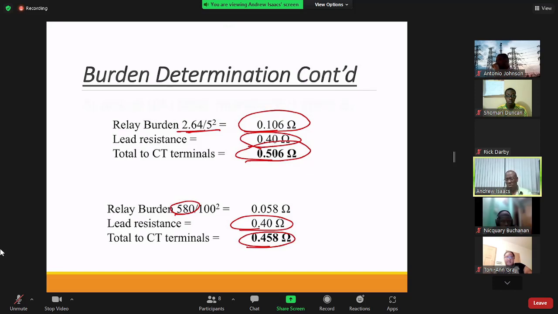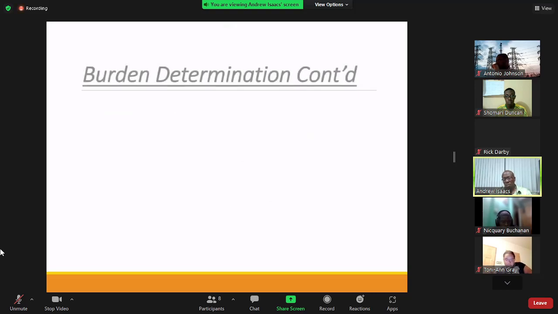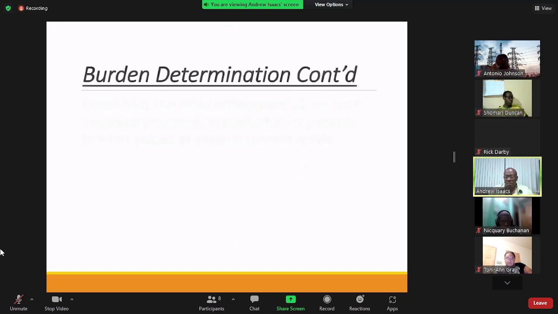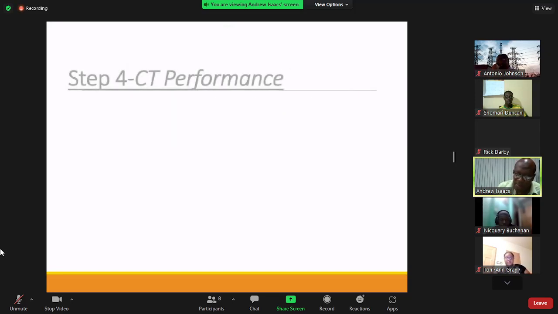I've said it already, but it's here in the information. So, the first one at the 5 amperes, and then the others at 20 times, which is 100 amperes. All right? And this is the burden information for the relay that you get from the manufacturers. We have already said that.